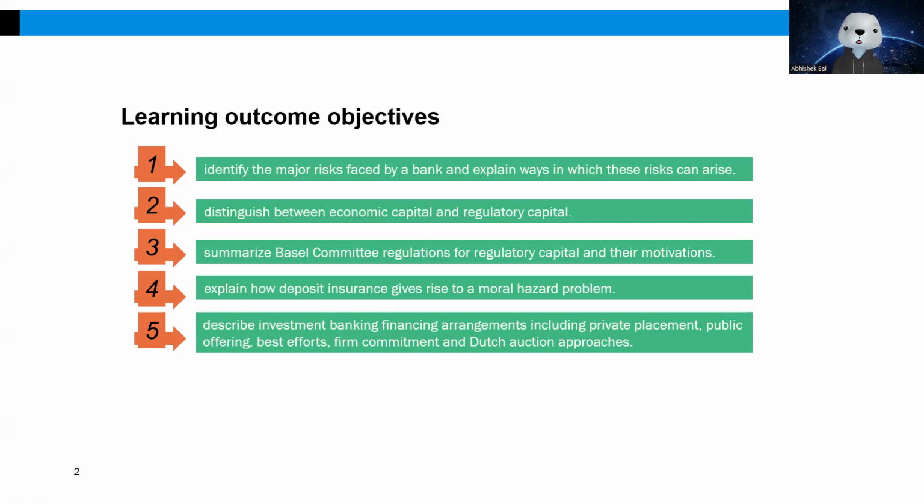Explain how deposit insurance may give rise to something called moral hazard. So we will need to understand what deposit insurance is in the first place, and then we will understand how it may give rise to a problem of moral hazard within the domain of banking. Describe investment banking financing arrangements, including private placement, public offering, best efforts, firm commitment, and Dutch auction approaches.